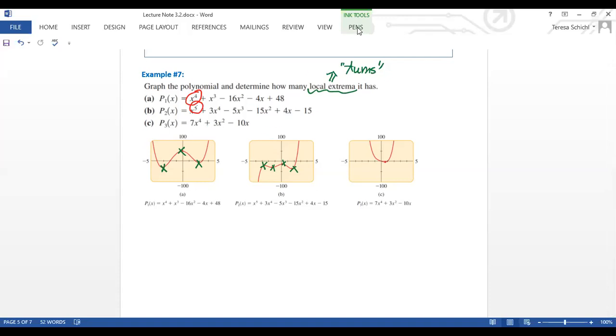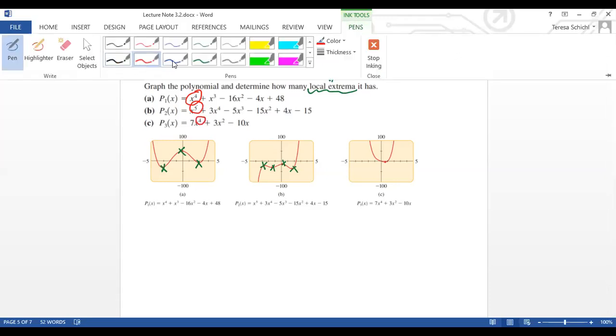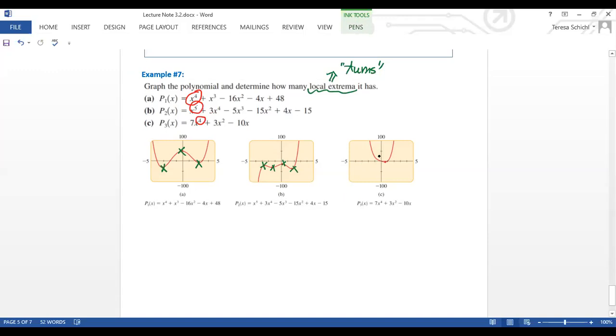Now let's take a look at the last one. Let's say it's x to the 4th. That means I can have at most 3. In here, how many do I have? I have 1. Is that okay? Yes, because it says at most. As long as I don't exceed 3, I can have 1 local min. So be careful about the words "at most". You cannot exceed n minus 1 local extrema, whether local max or local min. When you add them together, the total has to be less than or equal to n minus 1.